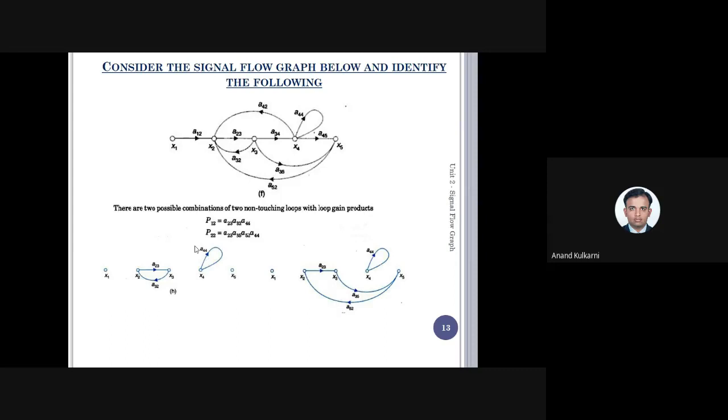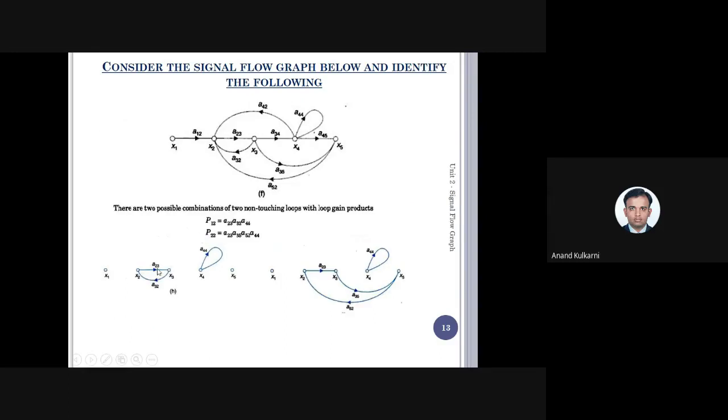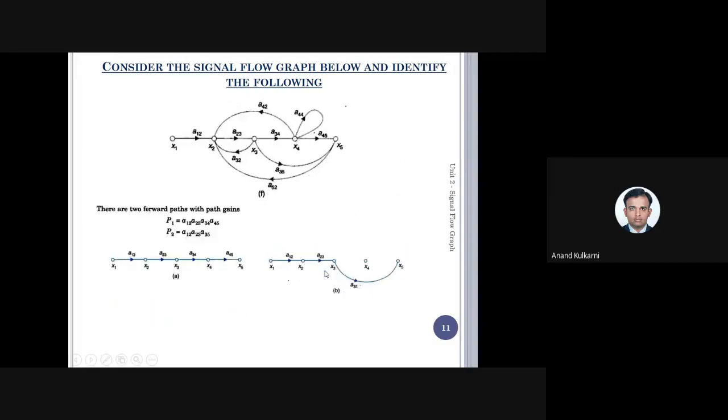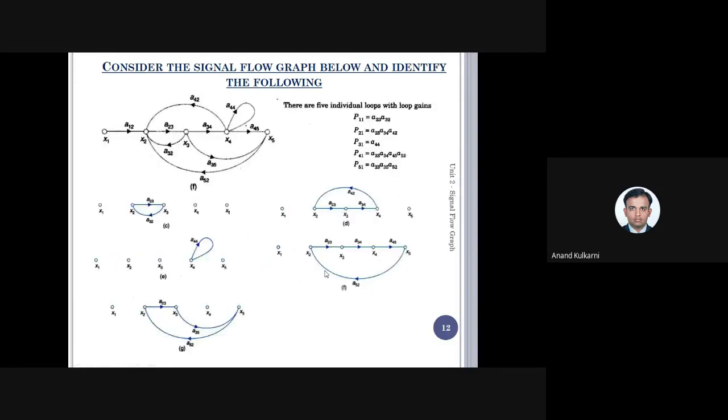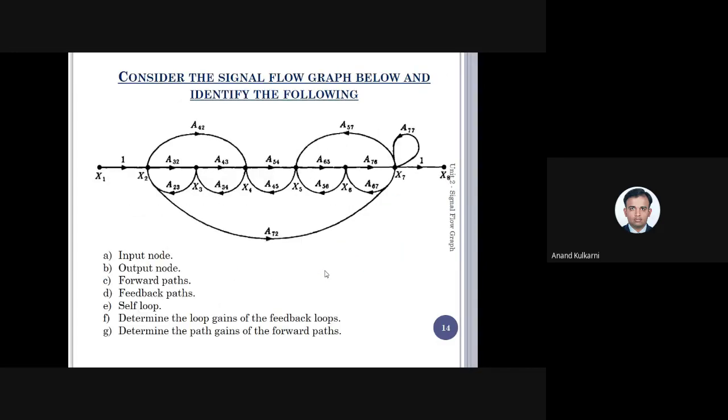As I told, in case of non-touching loops, they will always come in pairs. Just observe here. This loop and this loop. Just observe. I'll show this. See here. This loop and this loop, they are not touching. Why? They do not have a common node. Similarly, this loop and this loop, again they do not have a common point. So how many forward paths were there? There were 2 forward paths. There were totally 5 loops, and there were 2 pairs of non-touching loops.